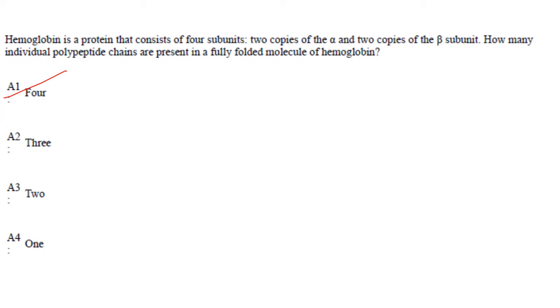Then next one, hemoglobin is a protein that consists of 4 subunits, 2 copies of the alpha and 2 copies of the beta subunit. How many individual polypeptide chains are present in a fully folded molecule of hemoglobin? It has 4 polypeptide chains: 2 alpha chains of 141 amino acids and 2 beta chains of 146 amino acid residues.